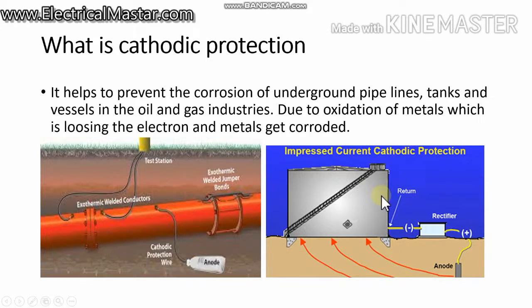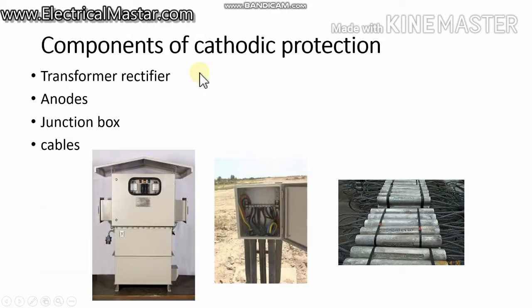You can see this picture. You can find a rectifier unit and an anode system, and some cables. The major components are the transformer, rectifier, anode, junction box and cable. Maybe you have a doubt why we need a transformer here. Generally, pipelines are mostly placed in open areas, like desert areas. They place the pipeline in the underground field.